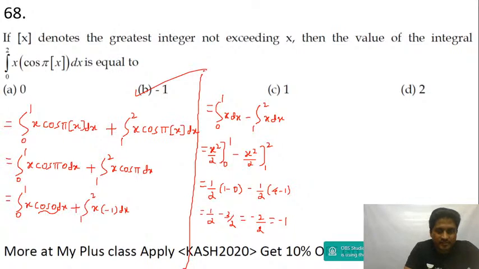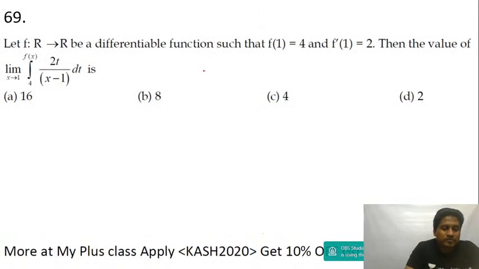Right. Next, let's move to the next question, guys. Limit x is tending to 1. I can write this as integral 4 to f of x, and then this is equal to 2t, and then whole divided by x minus 1, dt.